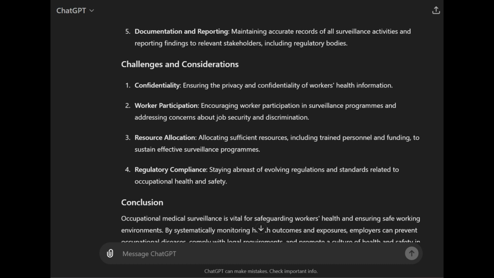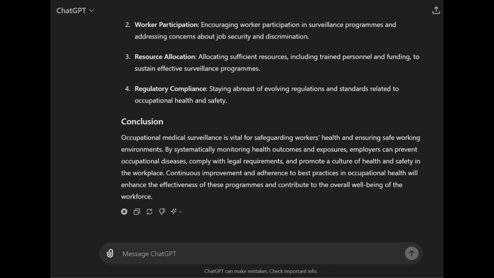Conclusion. Occupational medical surveillance is vital for safeguarding workers' health and ensuring safe working environments. By systematically monitoring health outcomes and exposures, employers can prevent occupational diseases, comply with legal requirements, and promote a culture of health and safety in the workplace. Continuous improvement and adherence to best practices in occupational health will enhance the effectiveness of these programs and contribute to the overall well-being of the workforce.